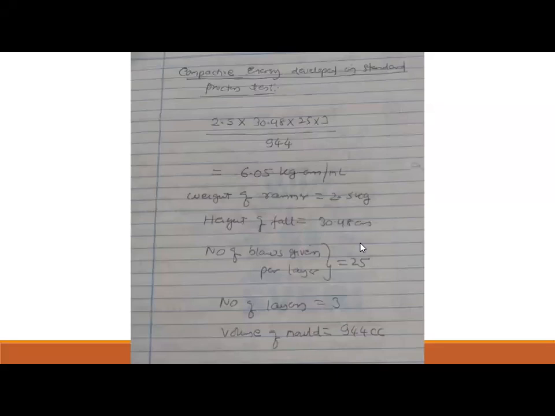Now, as I told you, while teaching the factors which affect the compaction, one of the factors was how much effort you are putting. So how do we calculate the effort? This is the formula. Compactive energy developed in the standard Proctor test: see, 2.5. What is 2.5? 2.5 kg is the weight of the hammer. 30.48 is exactly the height of fall. We are saying it is 30 centimeter, but precisely in research what we use today is 30.48 centimeter.